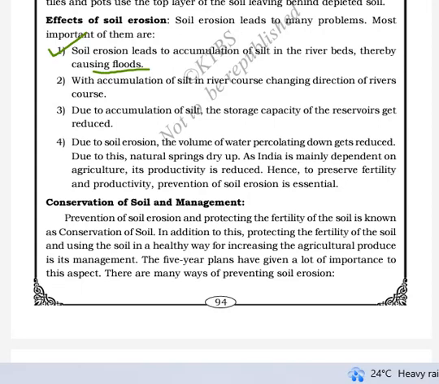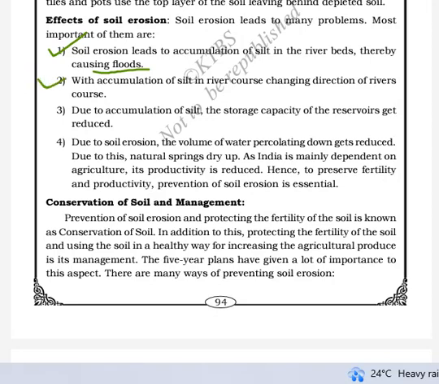Second, with accumulation of silt in the river course, the direction of the river course changes. So if the silt gets accumulated in the river bed, the direction of the rivers will also change. Suppose the river should go in a straight way, but if silt gets accumulated, the direction of the rivers will change. This is the second effect.